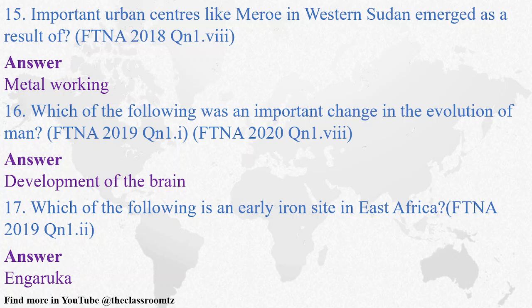And the earliest place was Engaruka in Arusha. Engaruka is located in Arusha. Next time they can ask you on a map. They are going to give you the map and ask you to locate the earliest iron site in East Africa or Tanzania. So you should be aware of the name and the place. The name is Engaruka. The location is in Arusha, Tanzania.